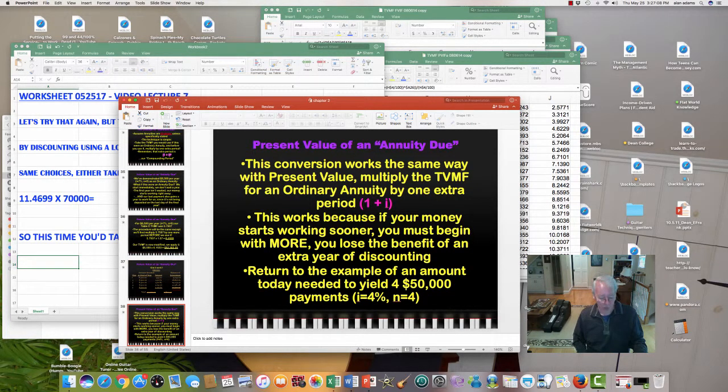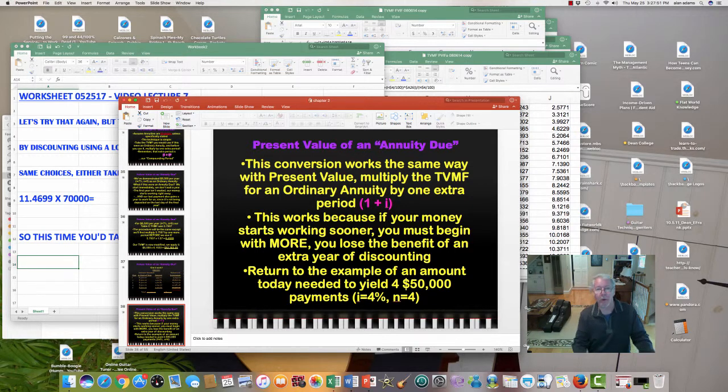All right. Now, does it work coming the other way? Yes, it does. You're going to do exactly the same thing if you're discounting, if you're coming from the future back to today. Okay? So what's going to happen is you're going to take your first payment out immediately. You've got a stream of payments. We used four $50,000 payments at 4% for this annuity. Before we ended up with a present value for an ordinary annuity of $181,495.